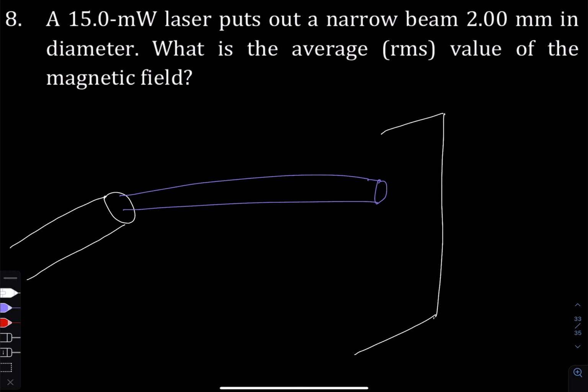Now, we're given the diameter of this circle, of this laser, really. It's 2 times 10 to the negative 3 meters, or 2 millimeters, they tell us. So what we can do is use that information to find the area of this circle. Area of the circle is pi r squared, right?